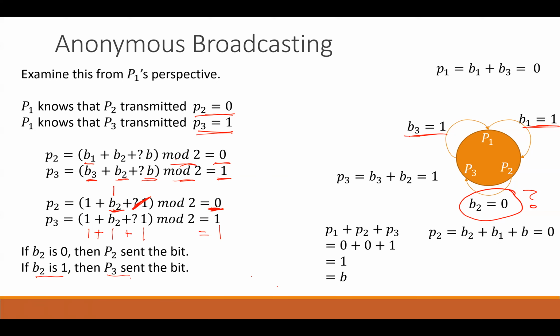So that's as far as P1 can get in their calculations, because if they don't know B2, then they don't know who sent the bit. If they did know B2, they could figure it out, but they don't have enough information because B2 was hidden. That's sort of our hand-wavy proof of this.